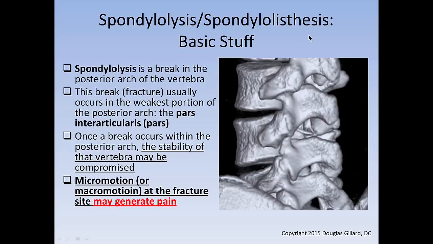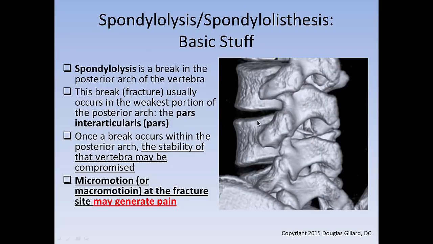All right, so let's get to some basic stuff now. This might be a little dry, but we need to get through this. So what is a spondylolysis? It's a break in the posterior arch of the vertebra. This break usually occurs in the weakest part of the bone, which is, of course, the pars intra-articularis.